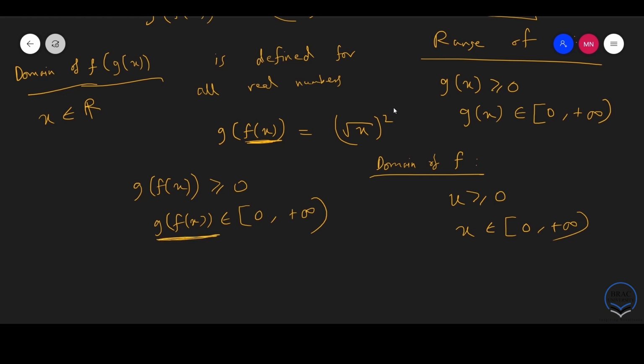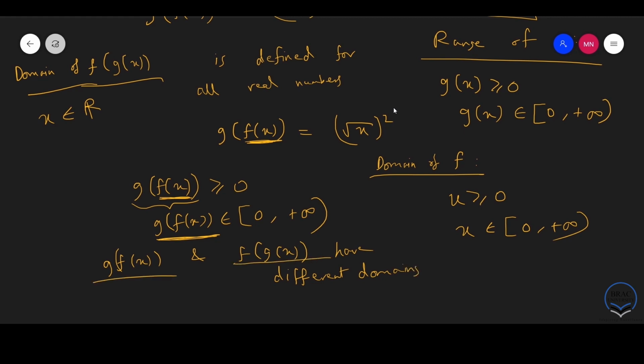Because if we did not consider this restriction, then f of x would not be defined, and thus g of f of x would not be defined. So our domain of g of f of x has to be non-negative. That means since g of f of x and f of g of x have different domains, therefore these two compositions are not the same. These two functions are not the same.